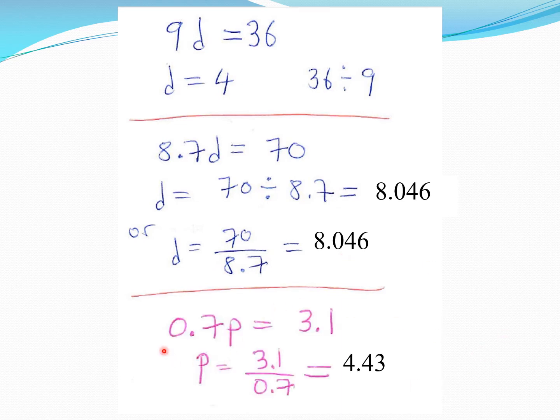And finally, third one, 0.7p equals 3.1. P equals 3.1 divided by 0.7 equals 4.43. When you divide by a value less than 1, the value of your answer is going to be bigger. So you see 0.7p equals 3.1. Dividing by 0.7 gives a bigger number.